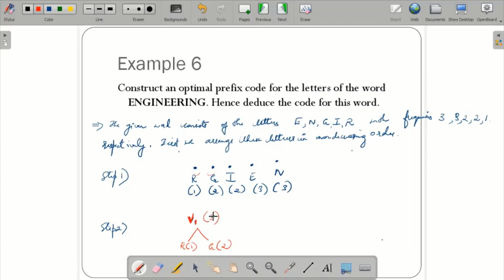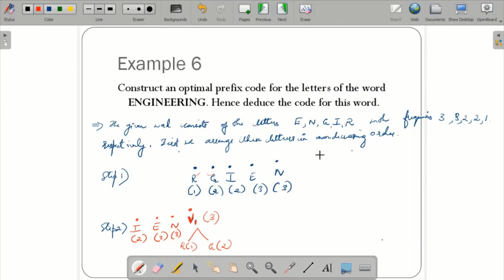This is the new vertex with weight 3, but whatever is less than this 3 should come to the left-hand side. That is I, whose weight is 2, then V1 with 3, and E and N are also 3. So I write I first, then V1, and E and N already existing stay as they are: E with weight 3 and N with weight 3. I and E, N are existing, and for R and G I got the new vertex V1 with weight 3, which I have put over here. So that is step 2.